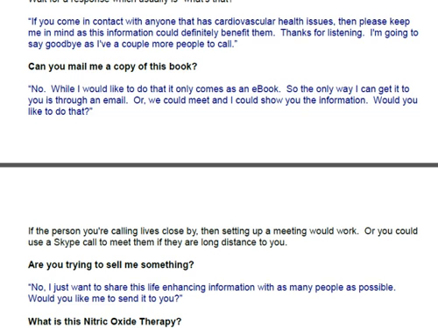Now, we would recommend that you would do that, because if you are able to create that type of environment, that just means one additional touch, one additional opportunity to show the information, another opportunity to create the relationship, another opportunity to help them understand information that could directly benefit them, to lead them to want to apply nitric oxide therapy for themselves or a loved one, and how do I get the product. If that person that you're calling lives close by, then set up a meeting that would work for both of you. Or you could also use a Skype call to meet them, especially if they're long distance to you.